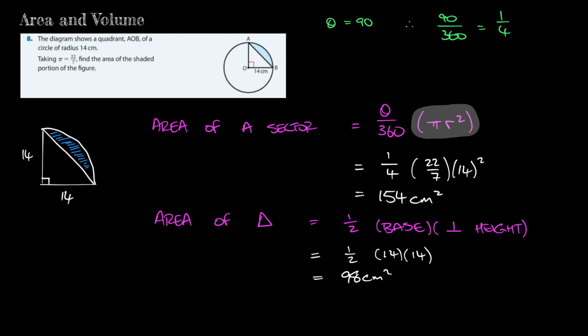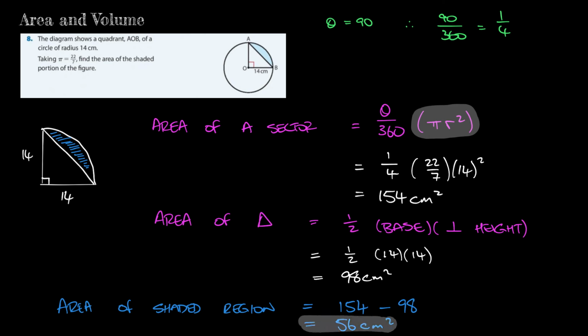So the last part is the area of the shaded region, which is going to be equal to 154 subtract 98. So 154 subtract 98 will leave you with 56 centimeters squared. And that is your final answer for the shaded region.